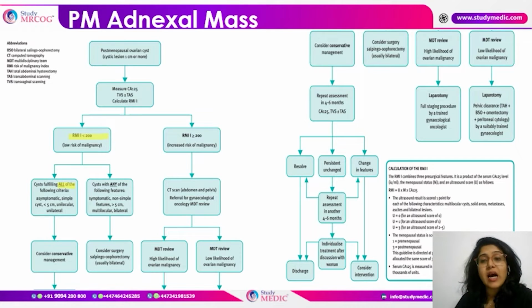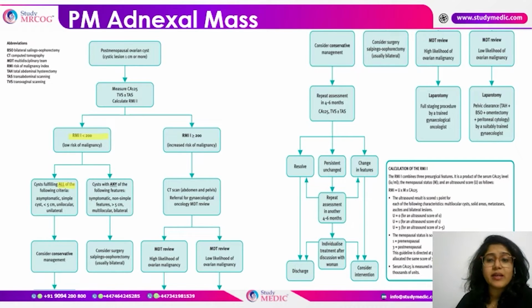So if there is a high likelihood of ovarian malignancy, then you should go with a full staging procedure, which should be done by a trained gynae oncologist. And in case there is low likelihood of ovarian malignancy, then it can be done by a trained gynecologist, a pelvic clearance, omentectomy, and peritoneal cytology. So somewhat a staging procedure.